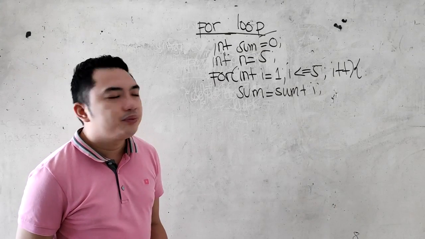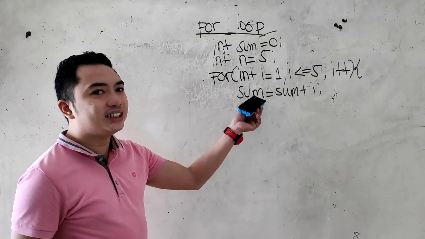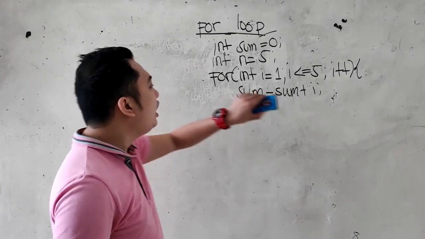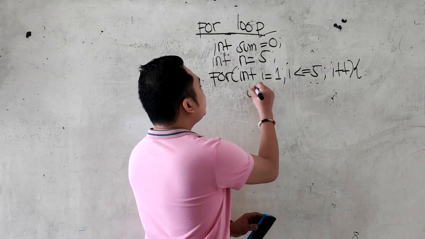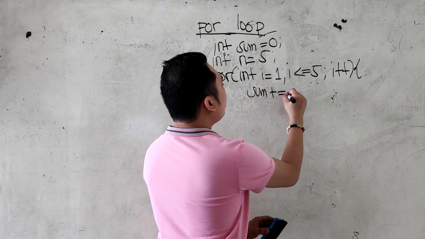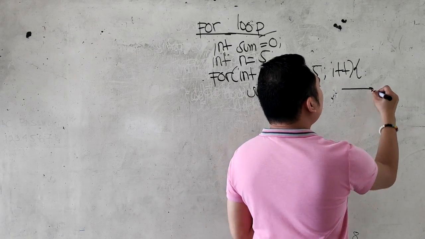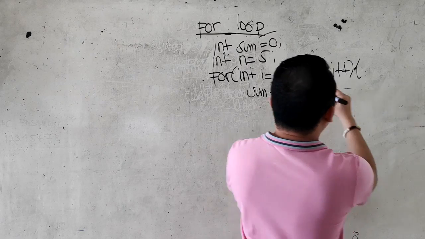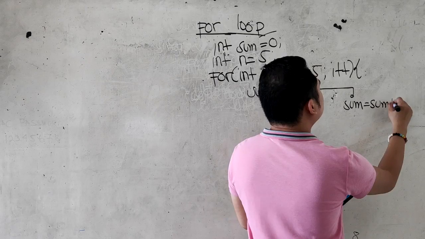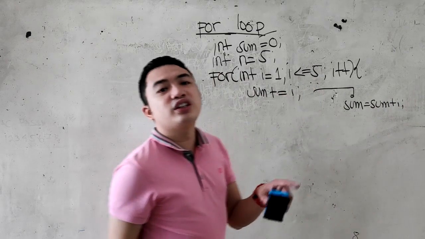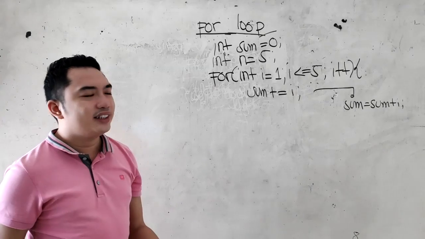There is basically a shorter version for this. Sum = sum + i, we can just make it as sum += i. This statement is basically sum = sum + i. It's just a shorter version, so you can just write sum += i.